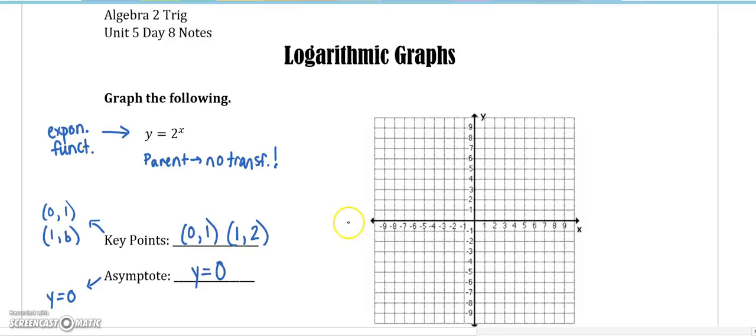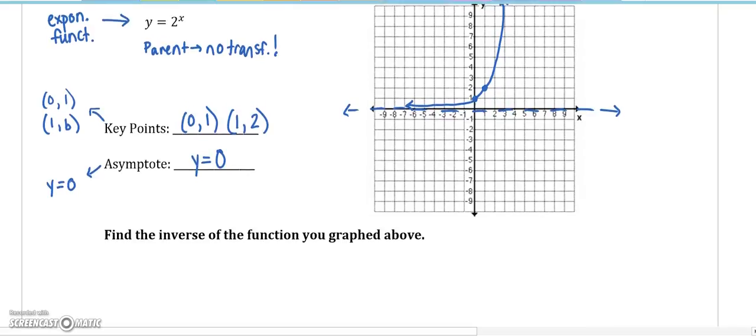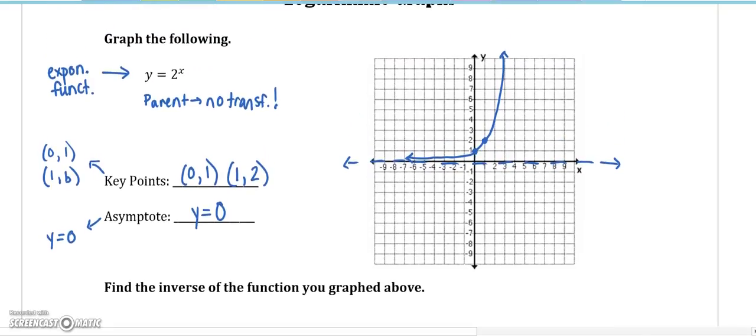So if we graph it, y equals 0 is this line right here. (0, 1) and (1, 2). So it would look like this right here. Oops, let's try that again. Something like that.